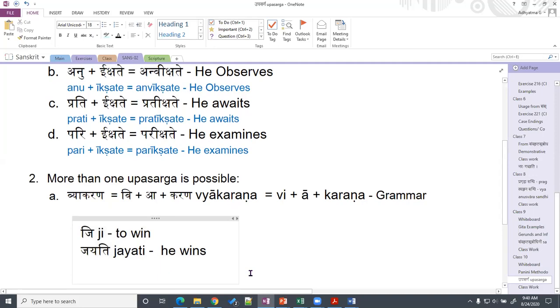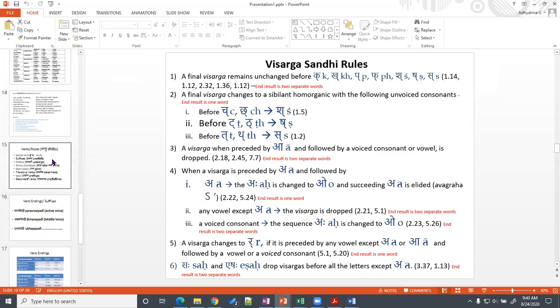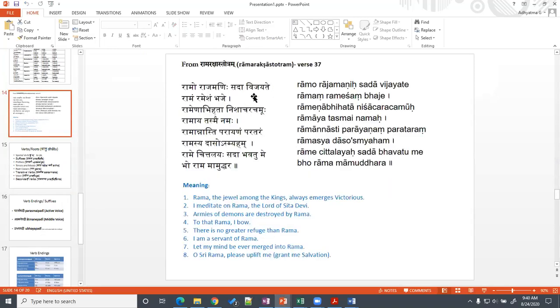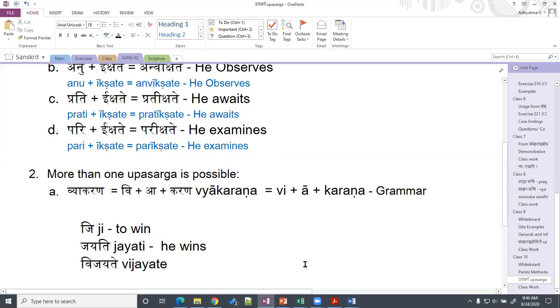If you put vi as the prefix, then it becomes vijayate, it becomes atmanepadi. You see, so in some cases that may happen. Vijayate. Do you remember that prayer we were doing in Sanskrit course 1? Ramo Rajamani Sada Vijayate, this one. So the verb ji is jayati, but with the prefix, it changes into atmanepadi. So here it's parasmaipadi, here it changes into atmanepadi. This kind of change may happen, not very common, but it may happen in some cases.